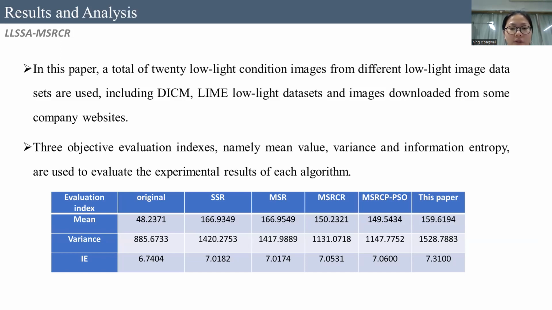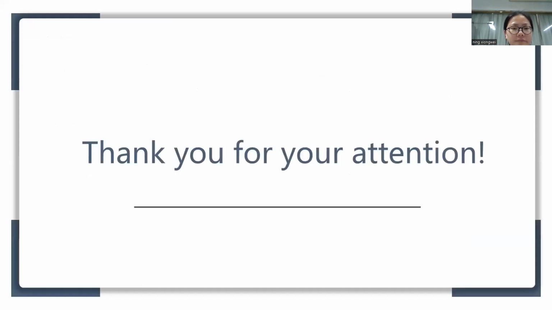Image information entropy reflects the storage of image information. As can be seen from the objective evaluation indexes in the table, the 5 image enhancement algorithms have improved low illumination images to a certain extent, and the algorithm in this paper has the most obvious enhancement effect on low illumination images. And that's all. Thank you for your attention.